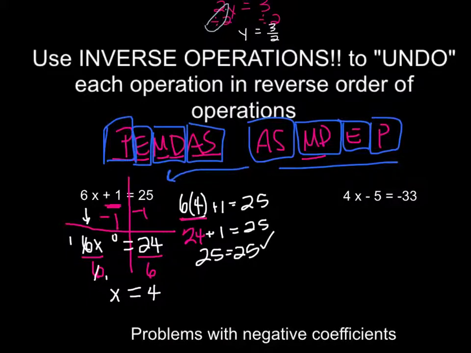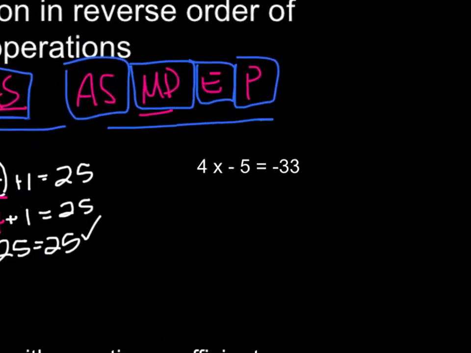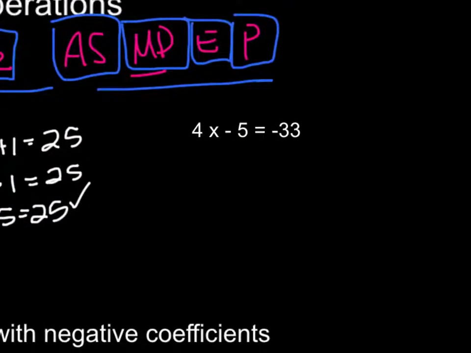That's awesome. Now let's practice another problem. We have 4x minus 5 is equal to negative 33. Once again, we're going to be working backwards. So working backwards, we're going to look for addition and subtraction. The addition and subtraction that I see is a minus 5. So if we are subtracting 5, the inverse of that is adding 5. And we're going to do that to both sides.